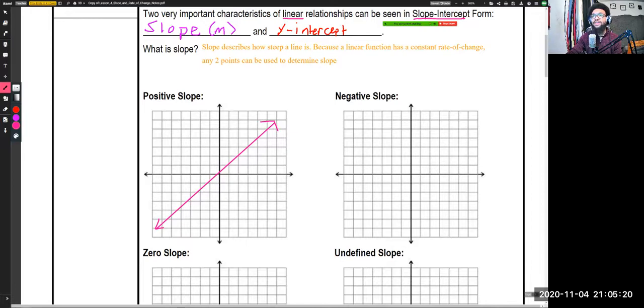So the left side will be down. The left side will be down. That's a bad arrow. Scoot that over. And the right side will be up. I don't know why I'm drawing these out. I can just type them out, which may be better. Our right side will be up.